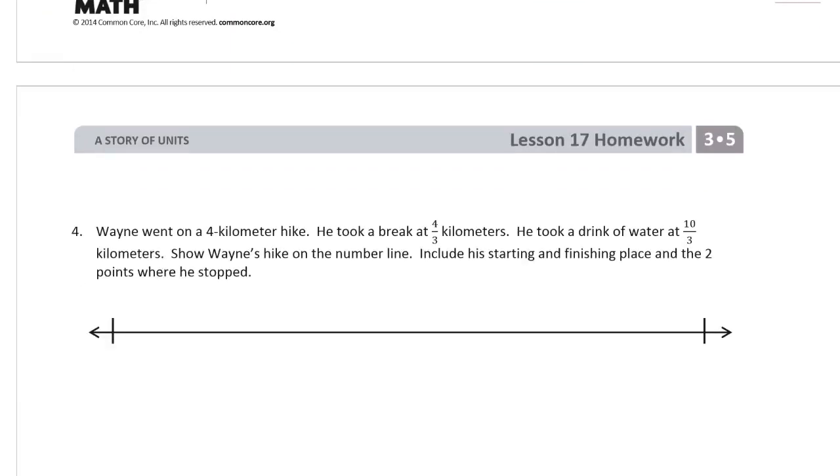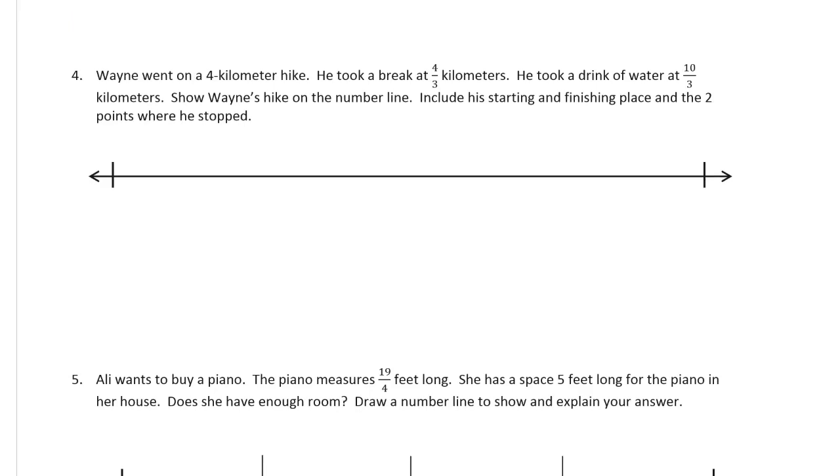Wayne went on a 4-kilometer hike. He took a break at 4/3 kilometers. A drink of water at 10/3. Show his hike on the number line. Included starting and finishing place. And the 2 points where he stops.